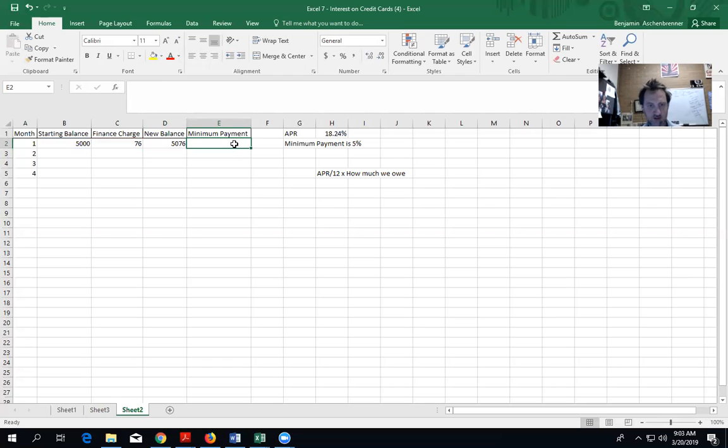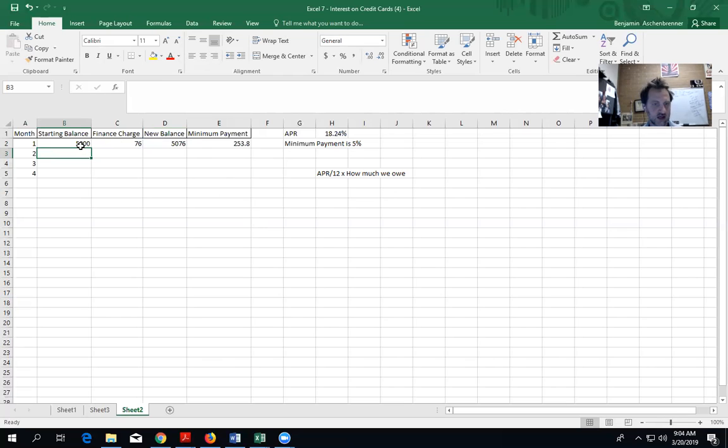Okay, and then the minimum payment is 5% of that. So how do I take 5% of something? The easiest and most direct way is a direct translation, where you take 5% of 5,076 and translate it into 0.05 times 5,076. Now, I'm going to, of course, use a cell reference. Instead of saying 5,076, I'm going to say D2. Now, the beauty of using cell references is that I'm going to be able to use the autofill, which is going to make this go real fast.